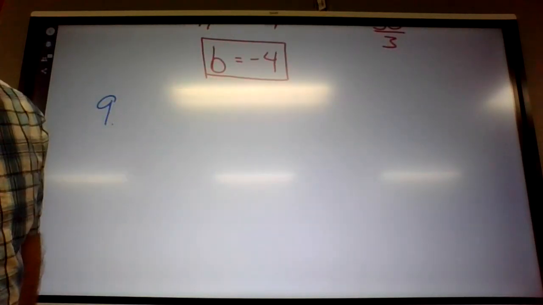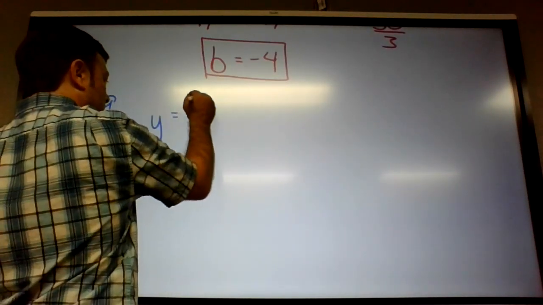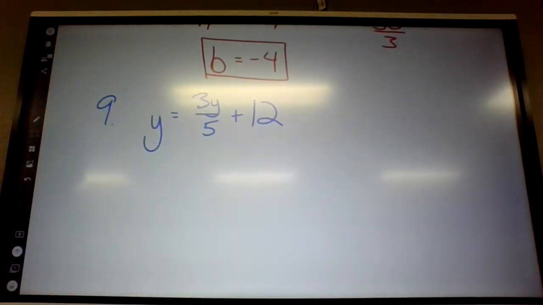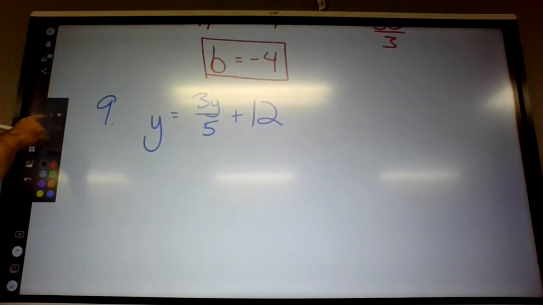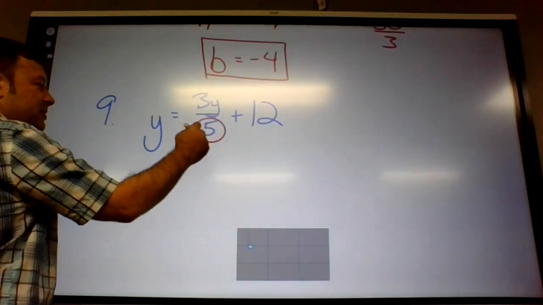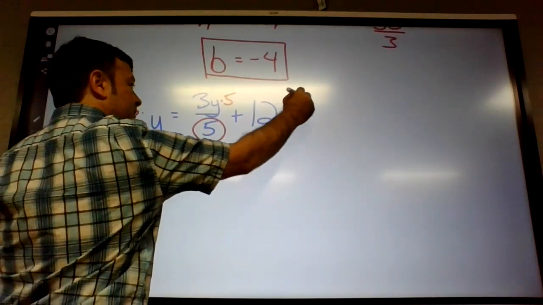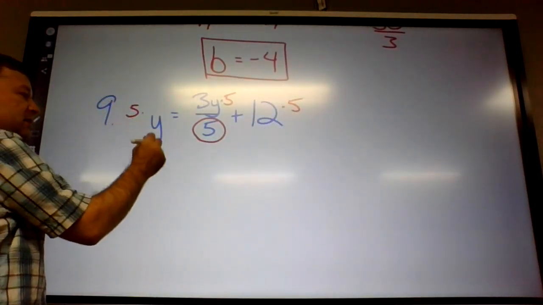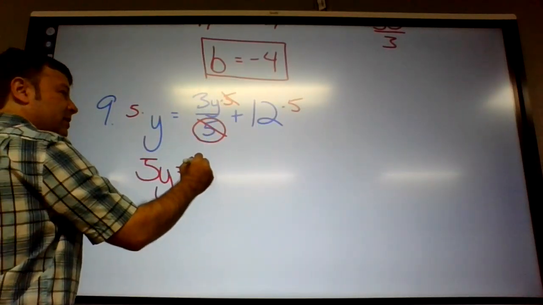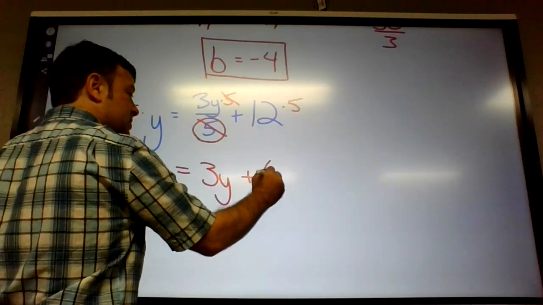Number 9. 3y over 5 plus 12. Alright. This one's kind of easy because what did all the denominators go into? 5. Because there's only one denominator. So we're going to multiply by 5 times 5 times 5. So we have 5y equals, cancel out, 3y plus 60.